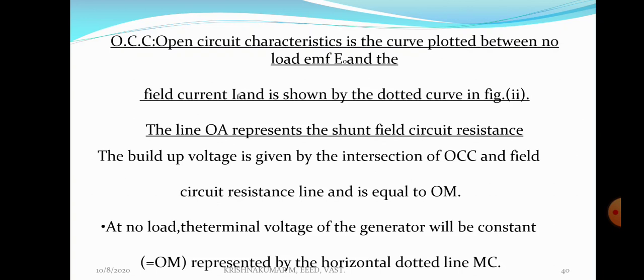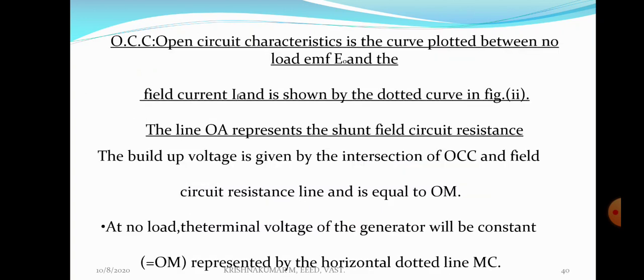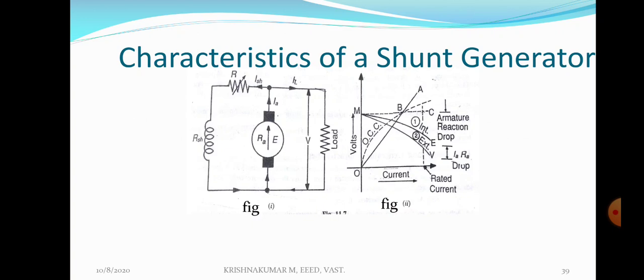Please check the figure. The line OA represents the shunt field resistance. The dotted line is the OCC, which shows the relation between field current on the x-axis and induced EMF on the y-axis. So we have to draw the shunt field circuit resistance as OA. The intersection of OCC and the shunt field circuit resistance line OA takes place at point B.